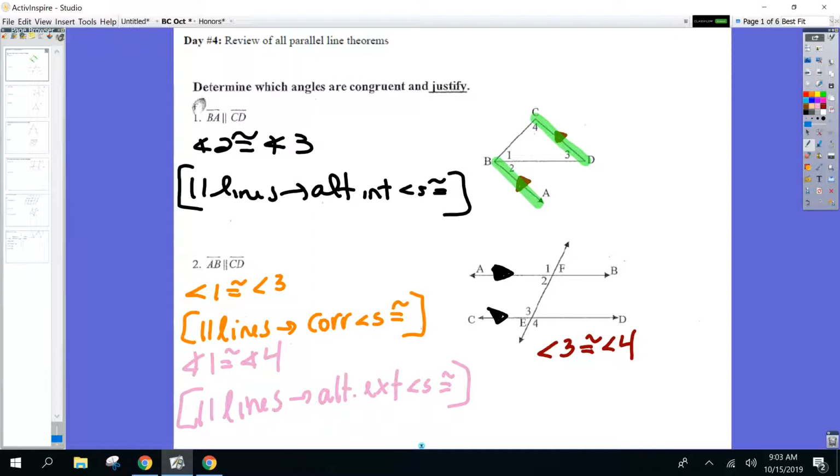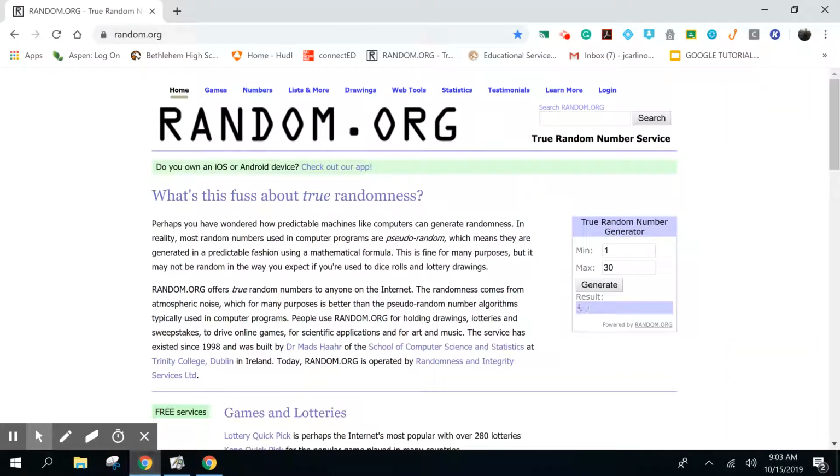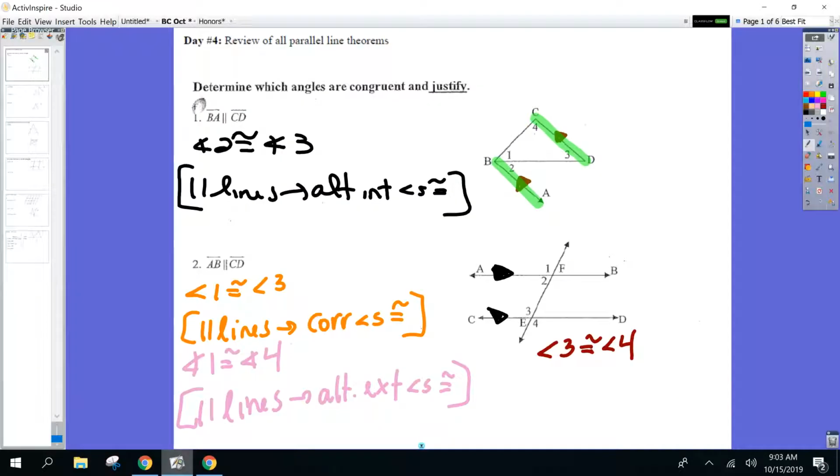3 is congruent to 4 because... Great job. What do we got? Parallel lines imply vertical angles. I don't need parallel lines though. Vertical angles. Vertical angles are congruent. Okay, nice job, kids. Any questions there?